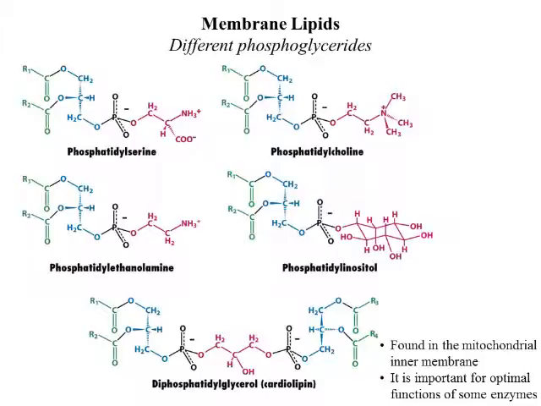But then we found out that actually it's mostly in the mitochondrial inner membrane. And some bacteria also have it. As a matter of fact, since it's part of that membrane, this is very important because it optimizes the function of many enzymes we will talk about when we talk about energetics in the mitochondria. Okay? Cardiolipin.